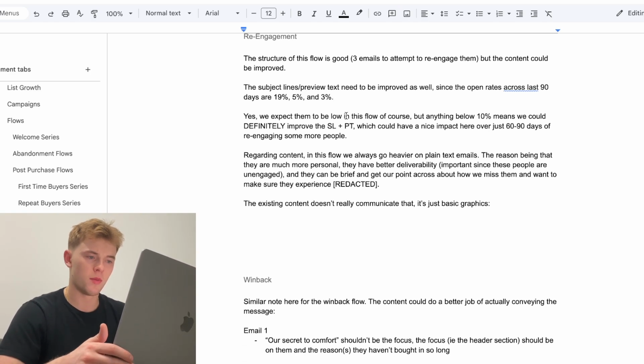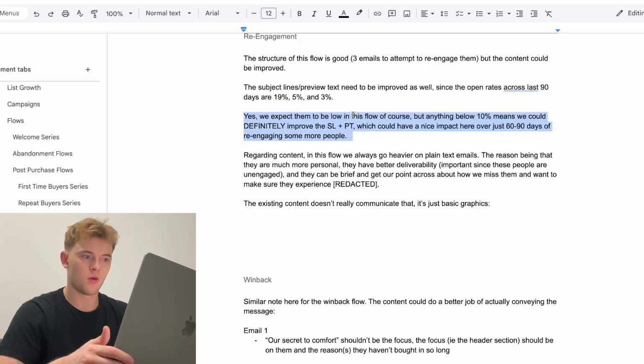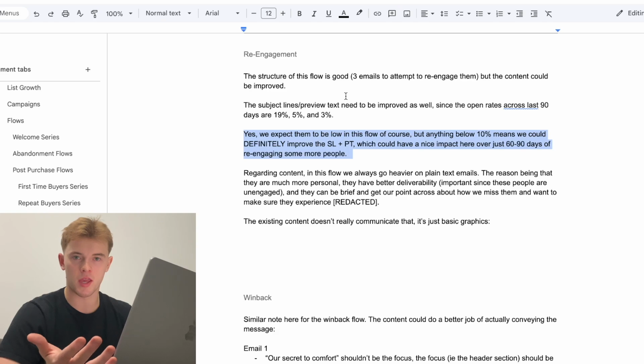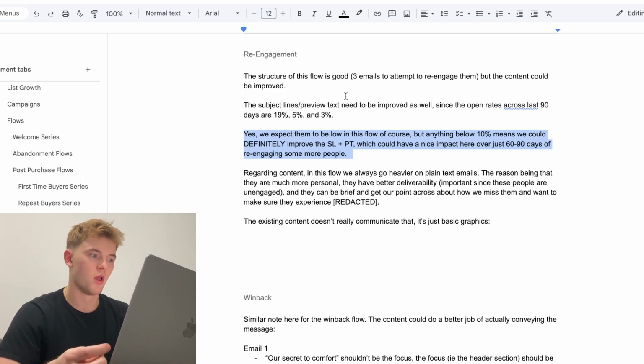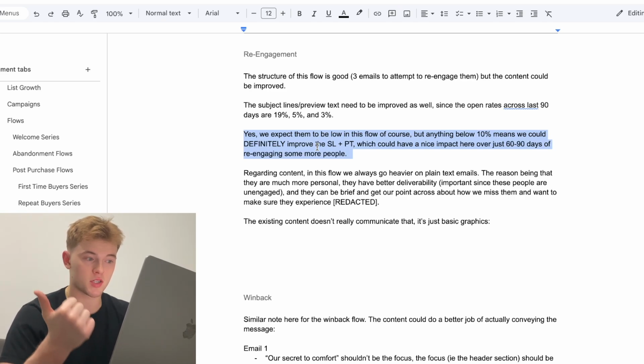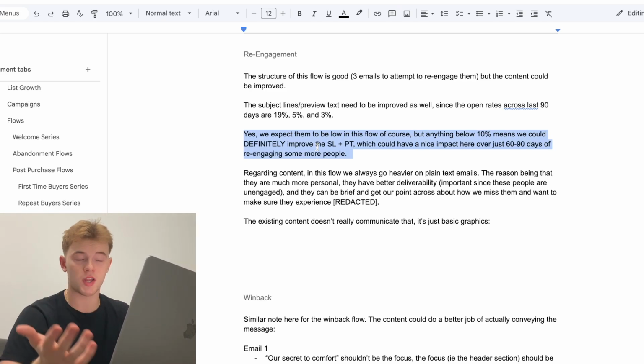Another really big thing here is that we do expect open rates to be low in this flow because it's for unengaged people. Of course they're going to be lower, but anything below 10% is telling me that either the subject line and preview text really needs to improve, or we're just not delivering to these people.